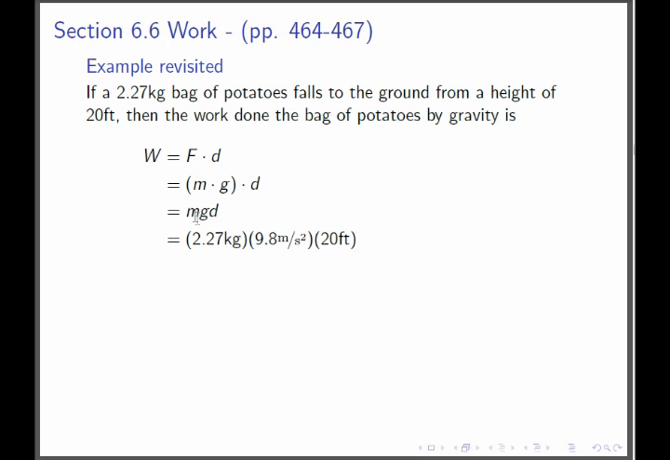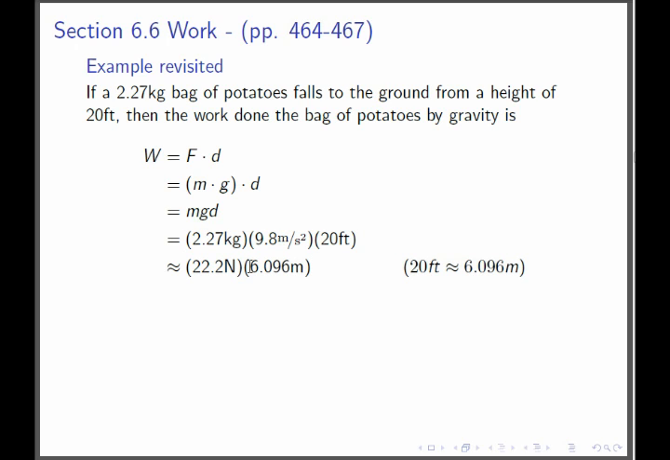The mass of the bag of potatoes is 2.27 kilograms. The acceleration due to gravity, g, is 9.8 meters per second squared. I'm using meters per second squared rather than feet per second squared because I'm sticking to metric in this situation here. And then the distance is 20 feet. Ooh, that's imperial actually. I want to convert that to metric, so let's do that.